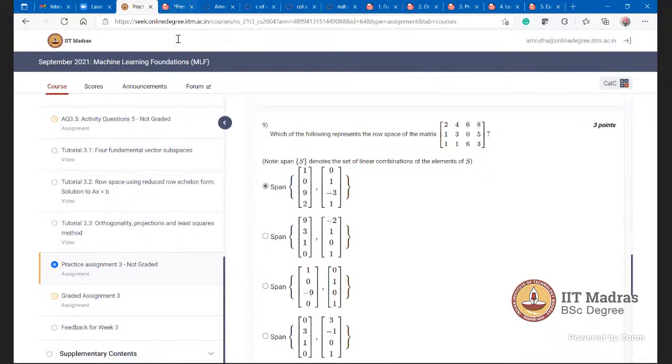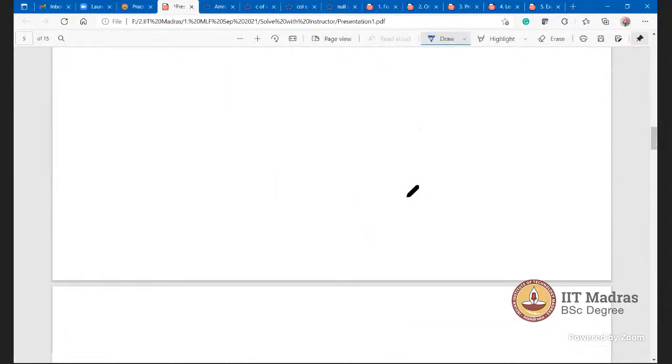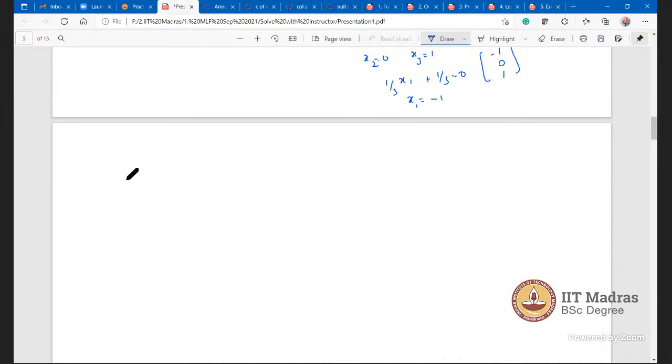Let me solve it for you. Your matrix here is 2, 4, 6, 8, and 1305, and 1168. First, in order to get a reduced row echelon form, what happens? Only the pivot elements are equal to 1, and above and below them you will get a 0.